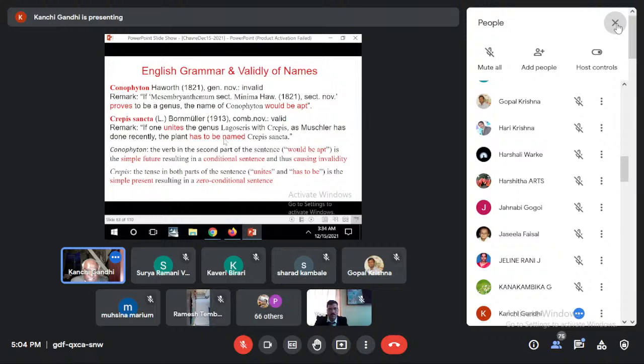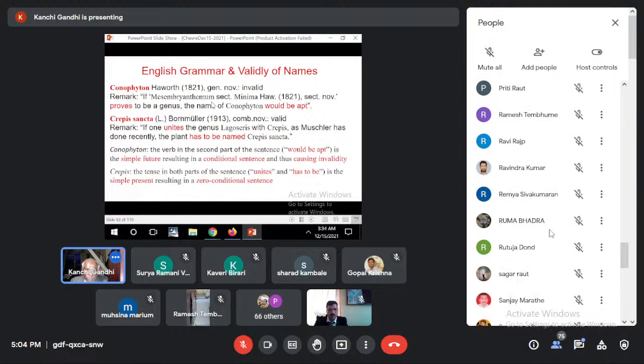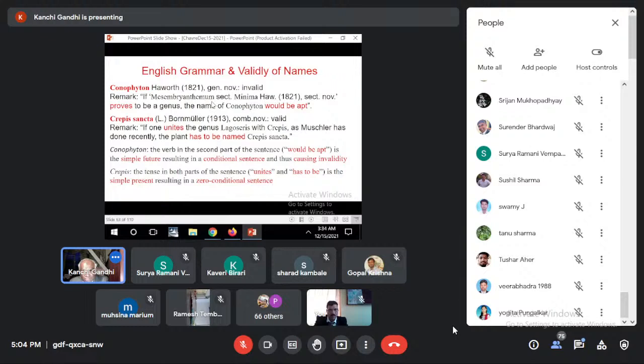Whereas, in this case, "proves" is simple present, whereas "would be apt" is simple future. They are in two different categories, simple present and simple future. For that reason, the condition applies here. So in other words, bona fide was proposed as a provisional name for the future. Therefore, it is invalid. In the beginning, I did mention, an author needs to accept a name for validity. In this case, the author was proposing for the future, which is a provisional name.